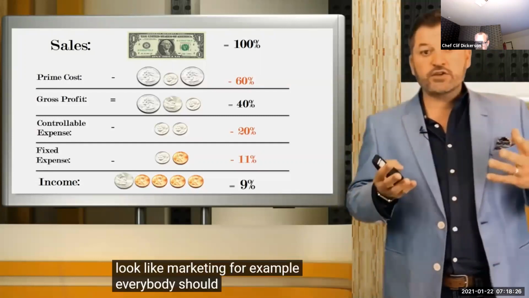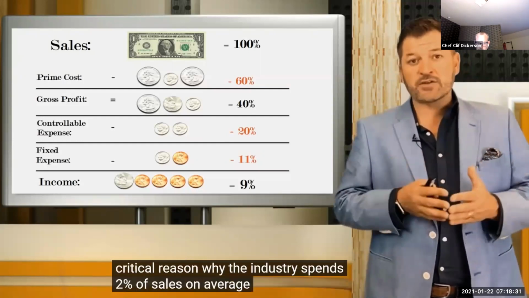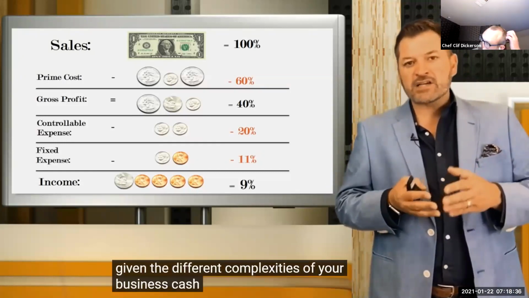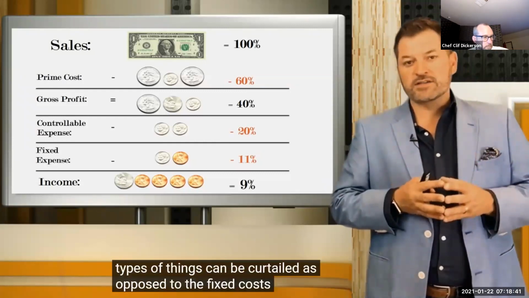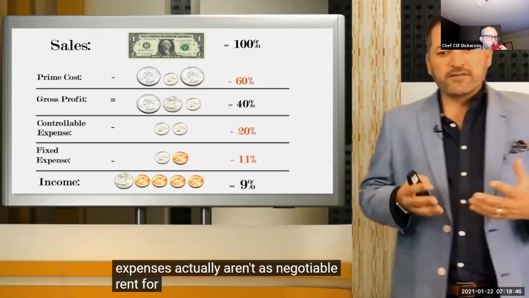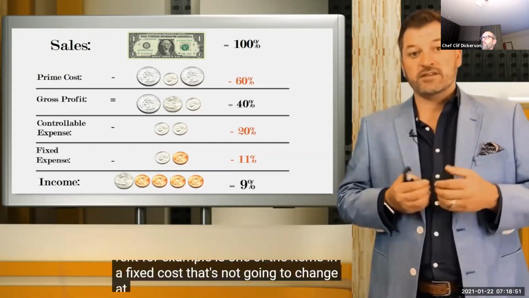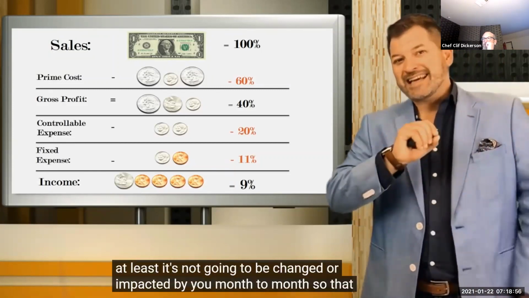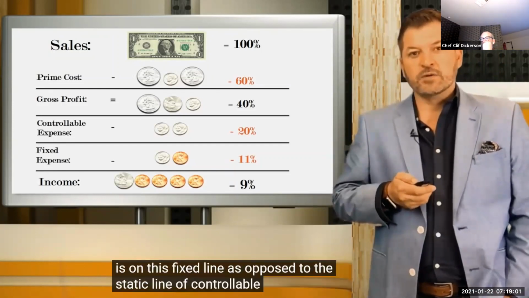Marketing, for example. Everybody should be marketing, and there's a critical reason why the industry spends 2% of sales on average on marketing. But given the different complexities of your business, cash flow, seasonality, those types of things, it can be curtailed. As opposed to the fixed costs, those fixed expenses actually aren't as negotiable. Rent, for example, is one of the items in a fixed cost. That's not going to be changed or impacted by you month to month. So that is on this fixed line, as opposed to the static line of controllable expense.